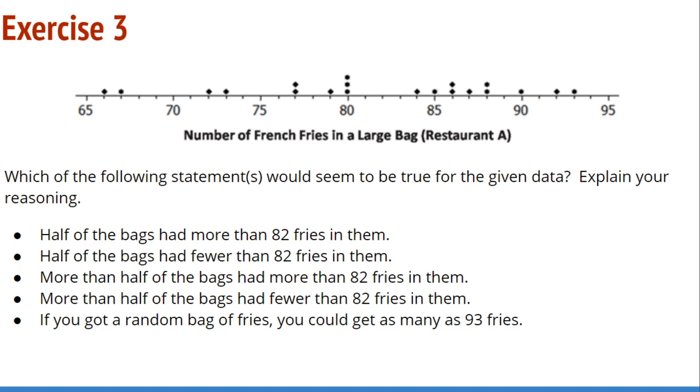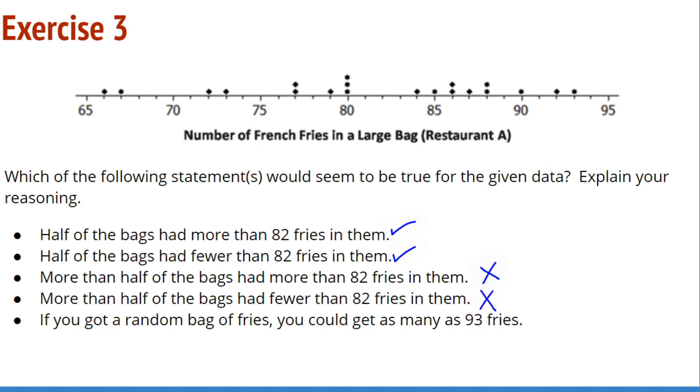So looking at the data, which of the following statements would seem to be true for the data that we were given? And explain your reasoning. Half the bags had more than 82. Well, that's a true statement. We just talked about that. Half the bags had fewer than 82 in them. We talked about that too. More than half the bags had more than 82 fries in them. And that's not true. We had 10 on one side, 10 on the other side. More than half the bags had fewer than 82 fries in them. No, that's not true either.